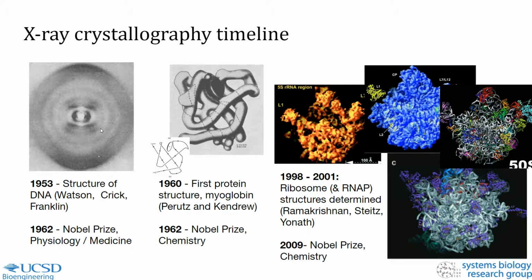Following improvements in resolution, sample preparation, and beam technology, the large structure of the ribosome was finally resolved in 1998 at a resolution of 9 angstroms. This structure would subsequently be improved to a resolution of 2 angstroms. This achievement once again earned its investigators a Nobel Prize in chemistry.